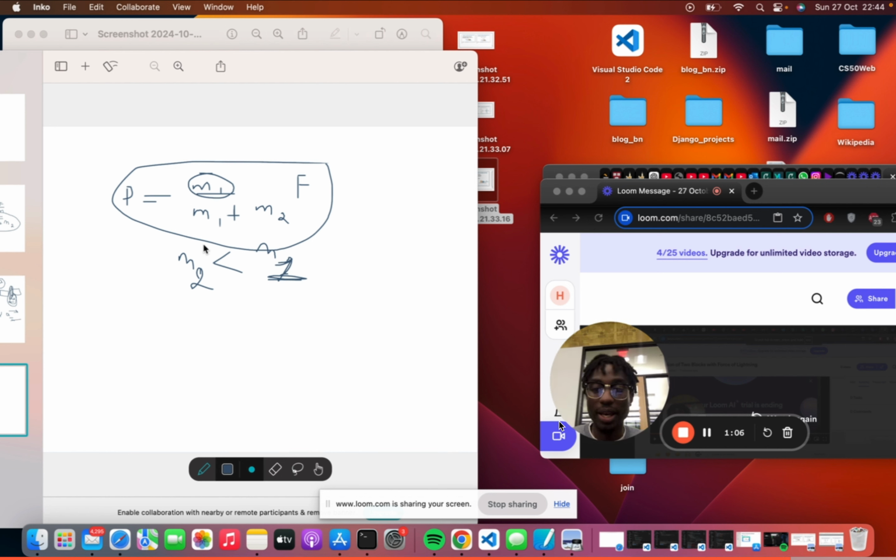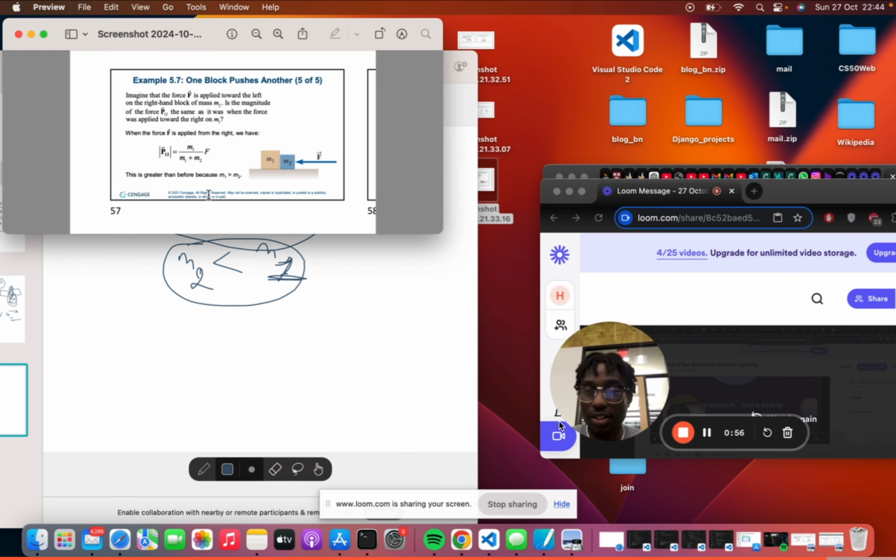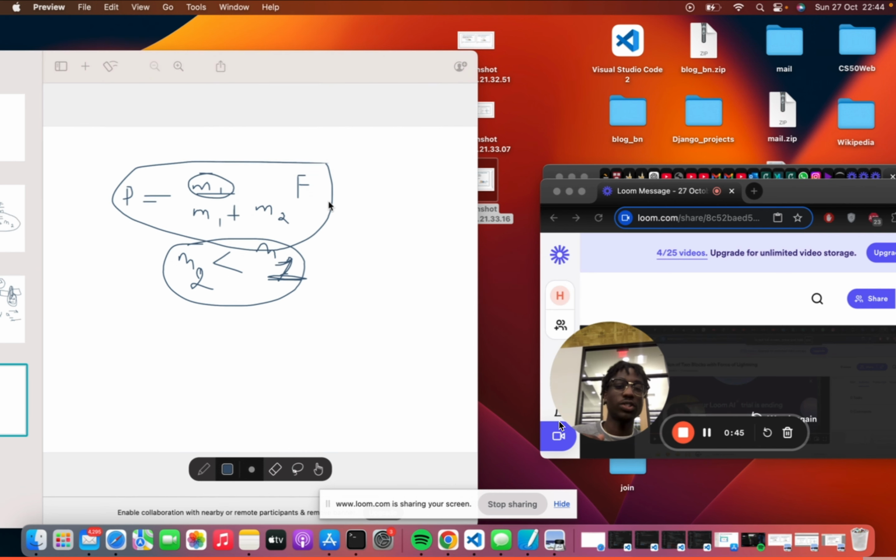We know that M1 is greater than M2. So it's going to make the force between the two bodies greater. Because M1 is greater than M2, the force between the two bodies will increase, making the force between them higher than it was before. So it will change when you do it.